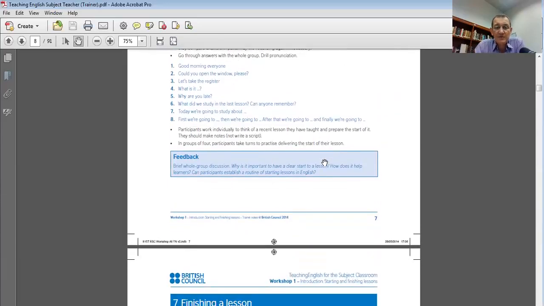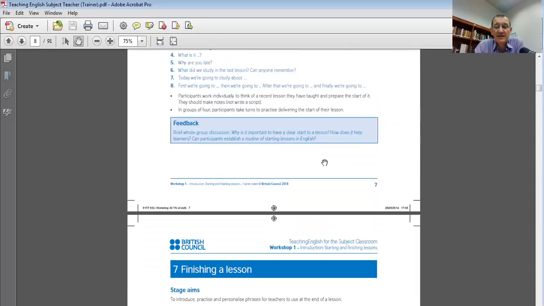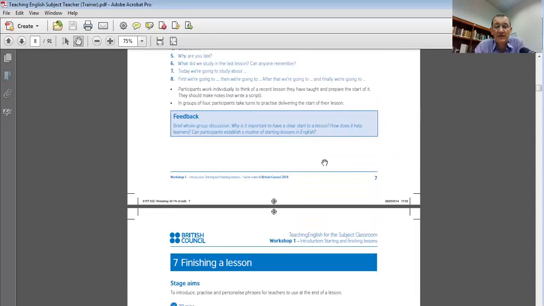Next step, participants work individually to think of a recent lesson they have taught and prepare the start of it. So you want them to make notes, not to write a script. You don't want them to write exactly every single word that they would use, but just to think about how they would prepare the beginning of a lesson, and put them into groups. Ask them to take turns practicing the start of their lesson.